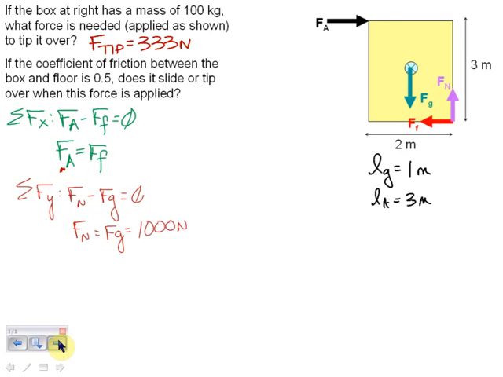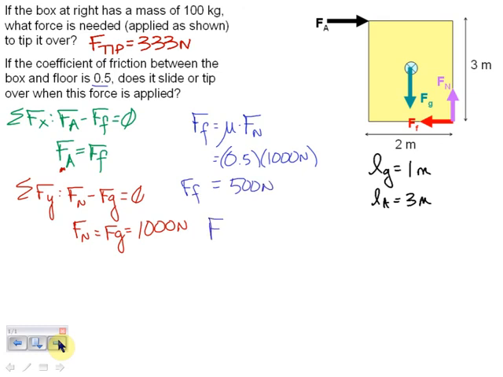Our last step is to use the definition of friction that says the frictional force on an object is equal to the coefficient of friction times the normal force. Coefficient of friction is 1/2. Normal force was 1,000 newtons. So our frictional force is equal to 500 newtons, which means the force needed to slide this object is also equal to 500 newtons.